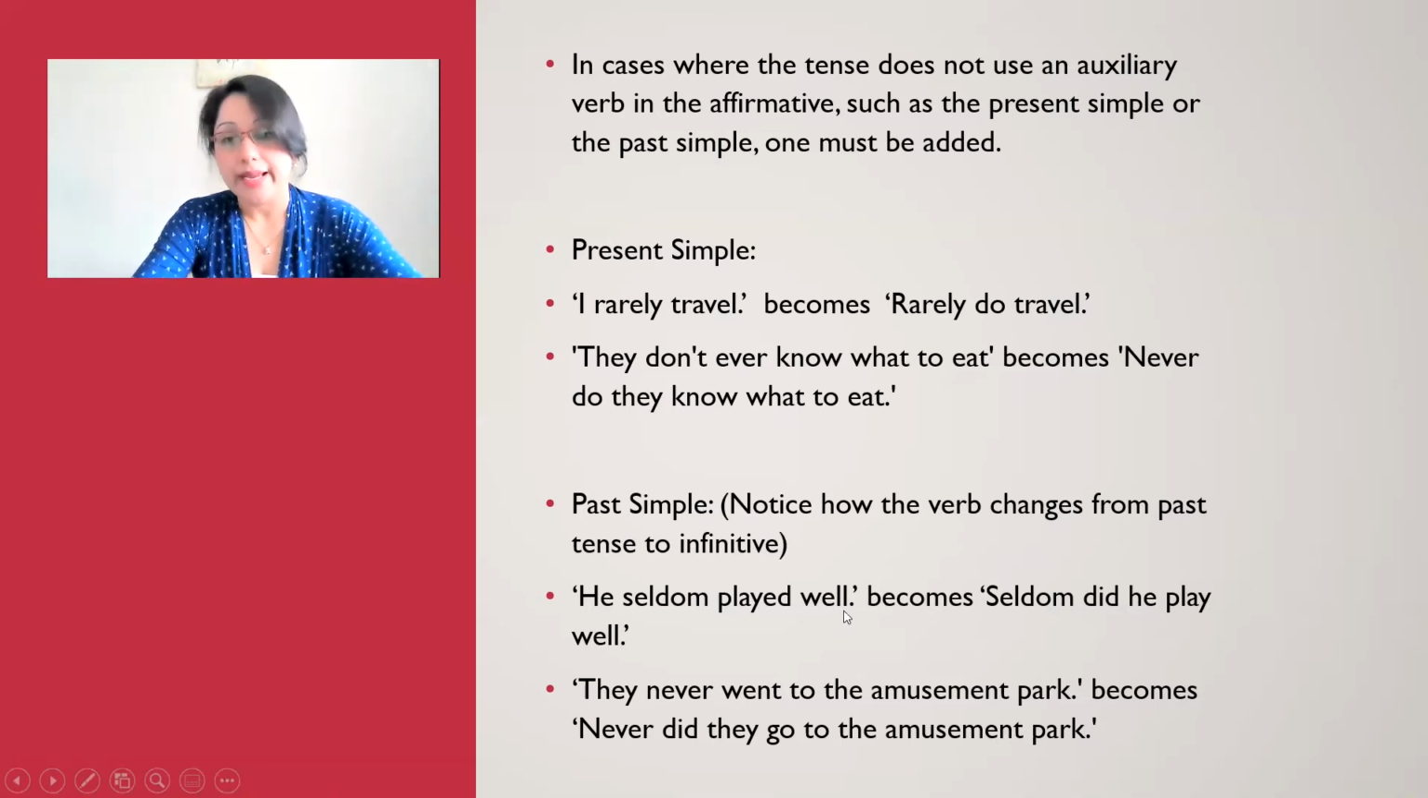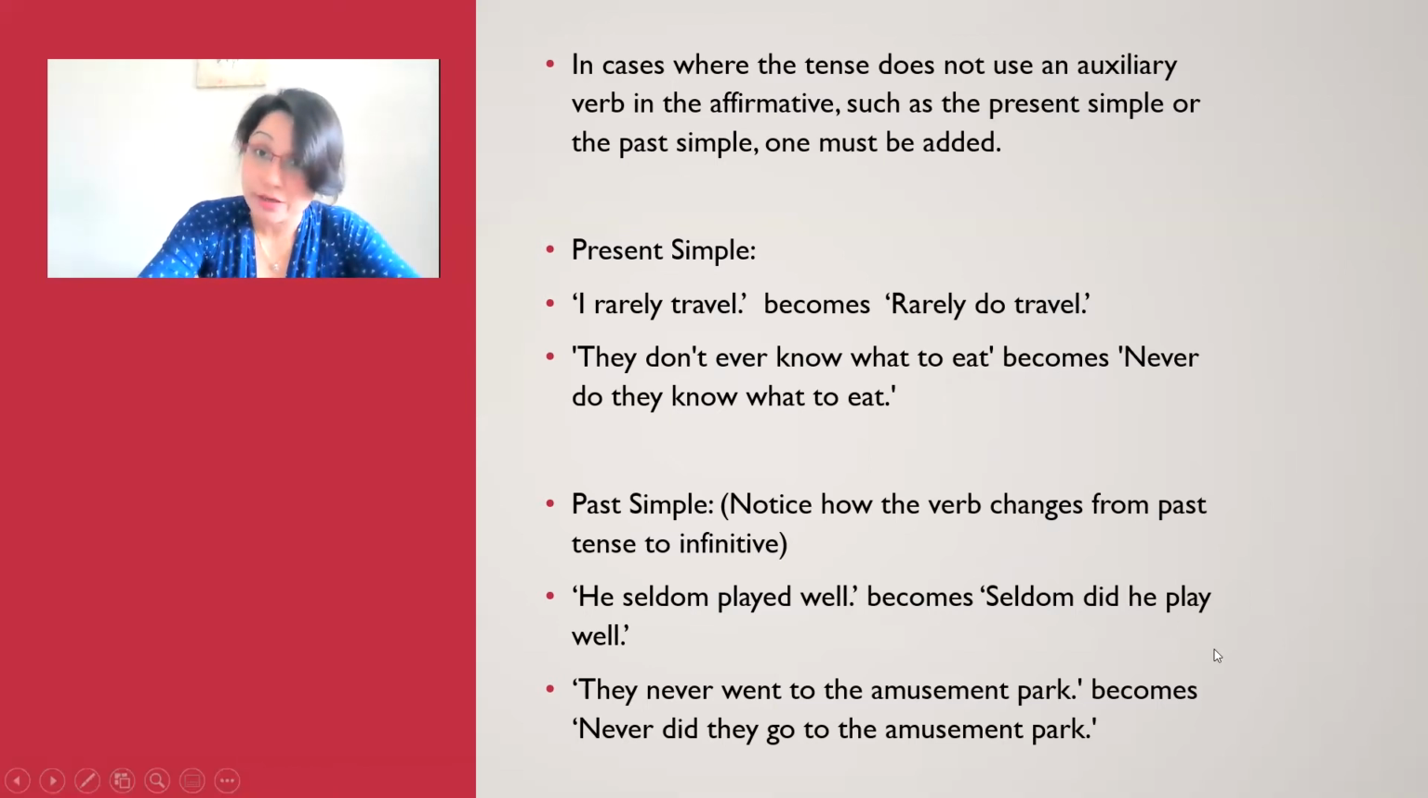He seldom played well. This is your normal sentence, which becomes: seldom did he play well. Just like your question form. When you're making questions with did, the verb is going to be an infinitive. Same way when you're using them for emphasis, exactly the same. So, seldom did he play well. They never went to the amusement park, and that becomes: never did they go to the amusement park.